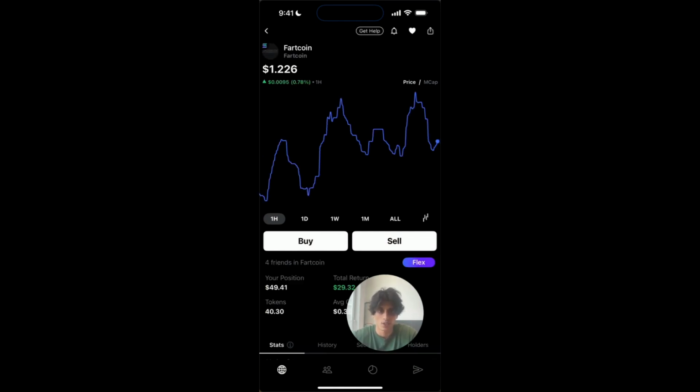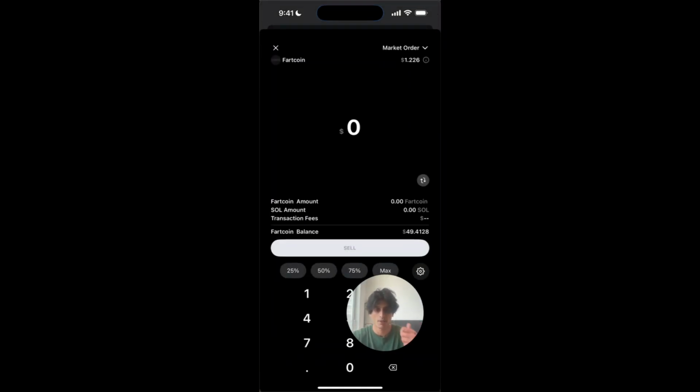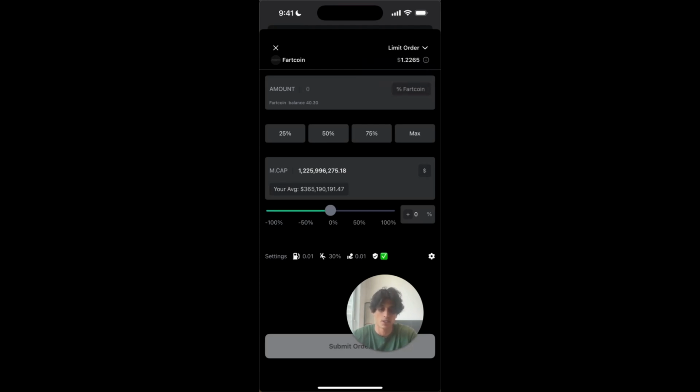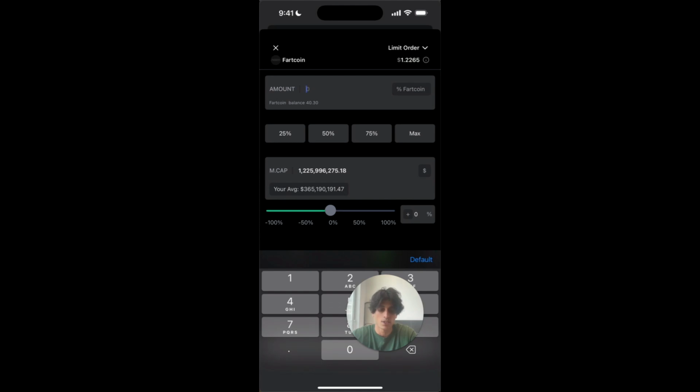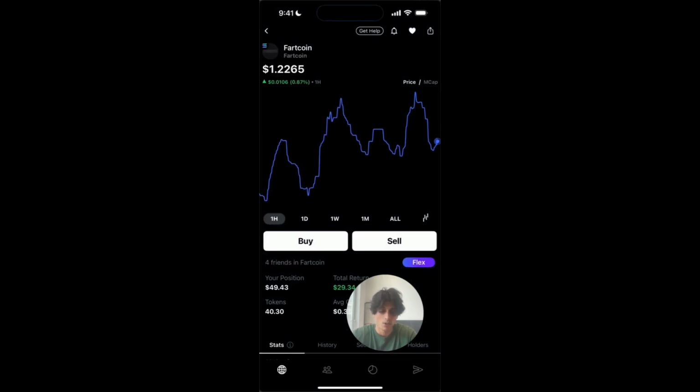So for sell orders, there's usually two types. There is a take profit, which means I'm trying to sell for a profit, and there's also a stop loss. On Hype, we support both. So first we're going to do a take profit. Here's where I can put the amount I want to sell. And you can either do this in terms of percentages. So right now I have around $49 of fartcoin. So I have 40 tokens of fartcoin.